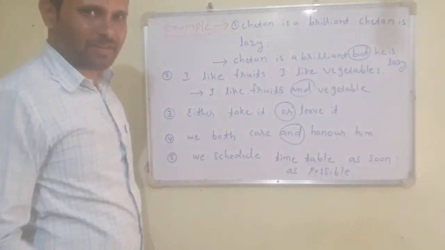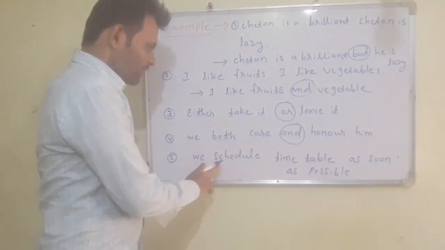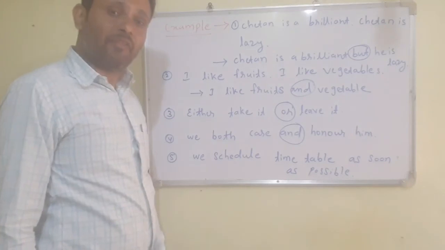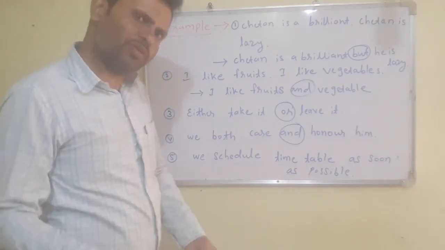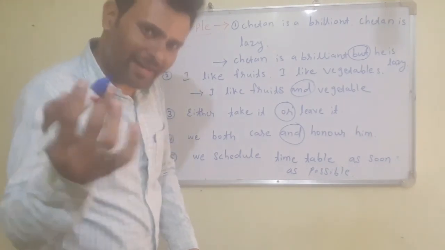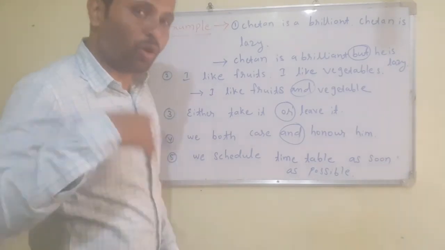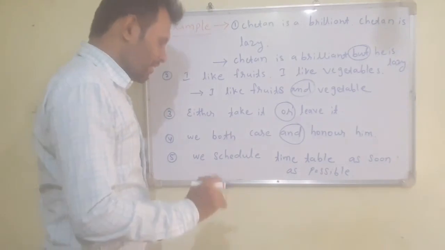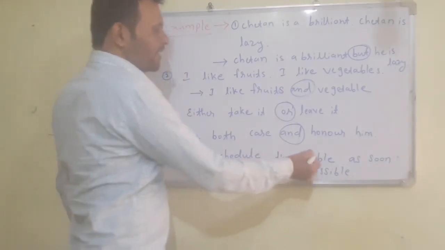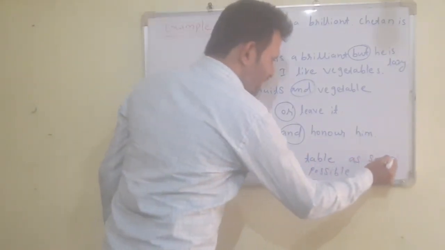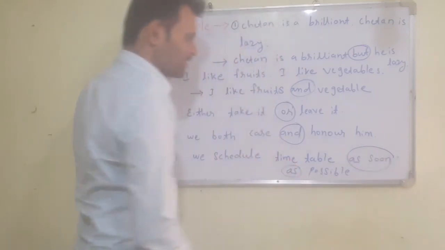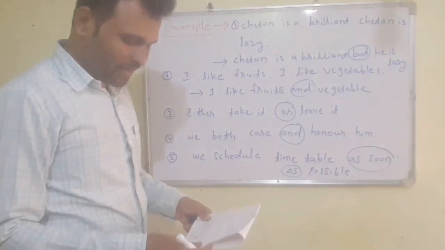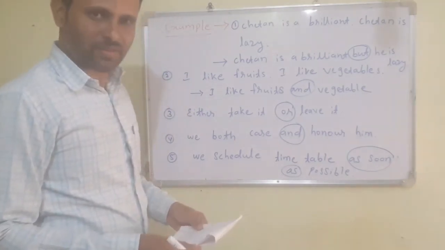It is easy work. Then, we want to schedule a timetable, and we want to schedule that timetable as early as possible. How do we mingle both these sentences? With the help of a conjunction, we schedule a timetable as soon as possible. Here as soon as is a conjunction.